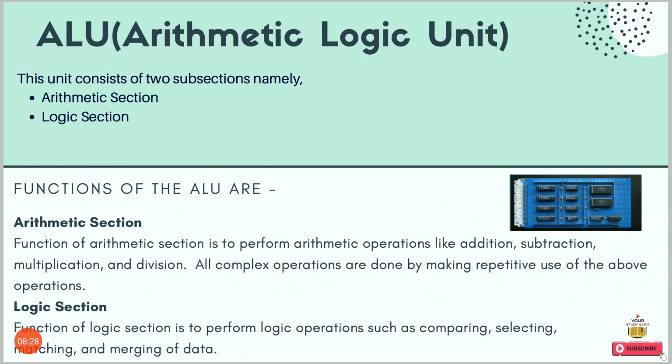What are the calculations you perform? The function of the arithmetic section is to perform arithmetic operations like addition, subtraction, multiplication, and division. All complex problems are done by making repetitive use of the above operations. Now the logic section. The function of the logic section is to perform logic operations. Logic operations like less than, greater than, and there are so many logic operations such as comparing, selecting, matching, and merging the data.